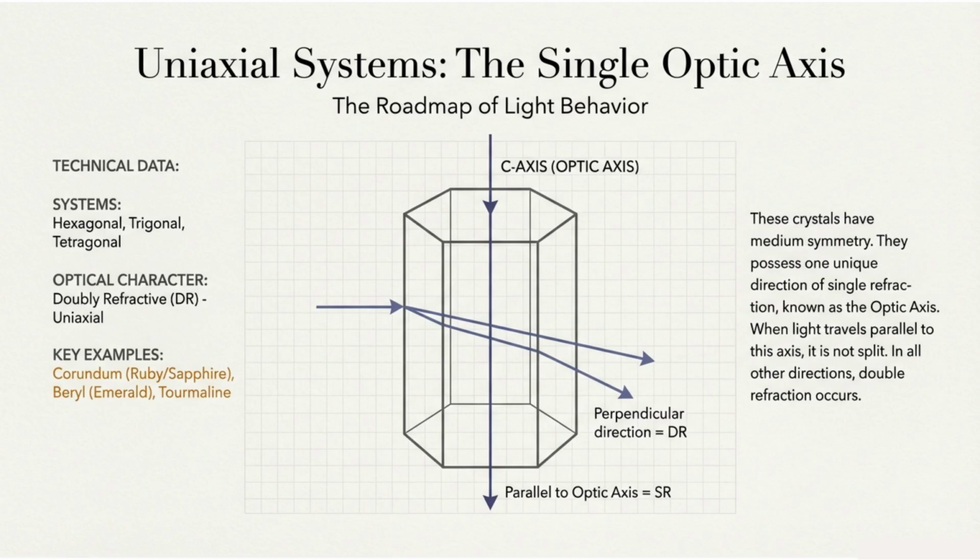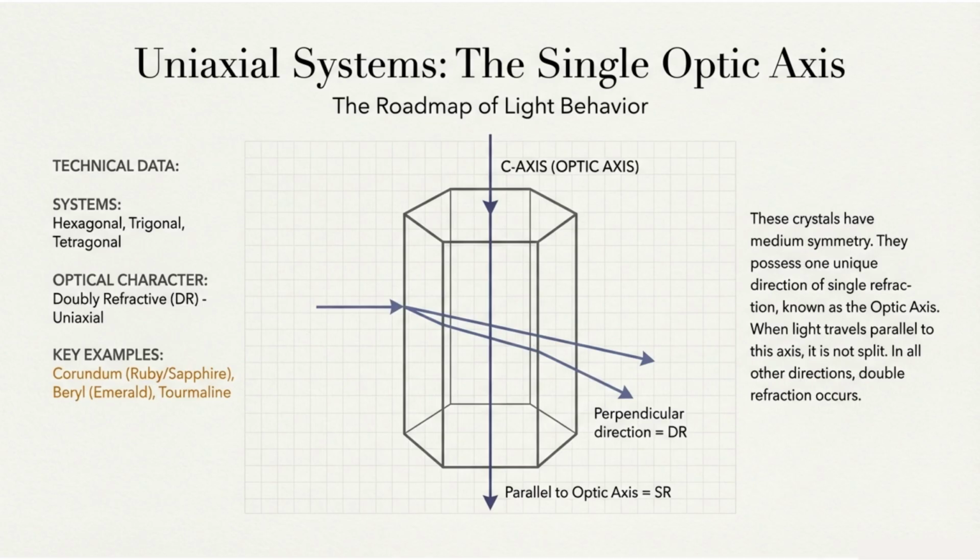Next, we level up the complexity with uniaxial systems, the single optic axis. Technical data: crystal systems, hexagonal, trigonal, tetragonal. Optical character, doubly refractive, DR, uniaxial. Key examples: corundum, ruby, sapphire; beryl, emerald, aquamarine; tourmaline. These crystals have medium symmetry. They possess one unique direction in which light behaves as if the crystal were isotropic. This is the optic axis.